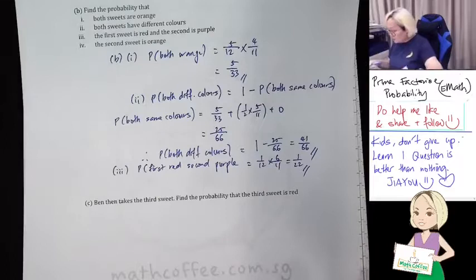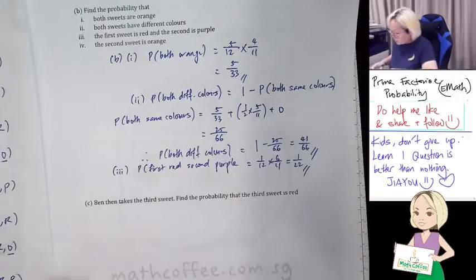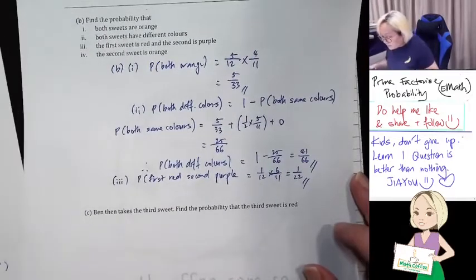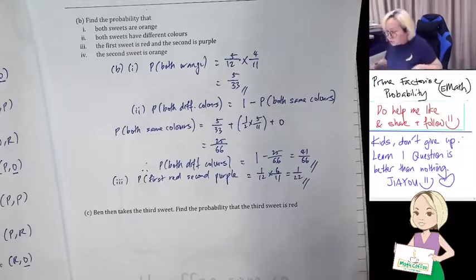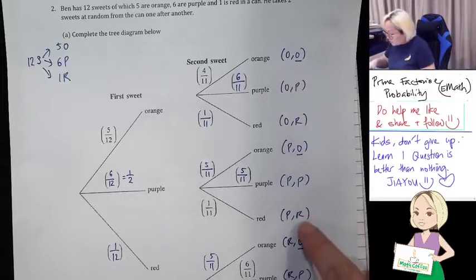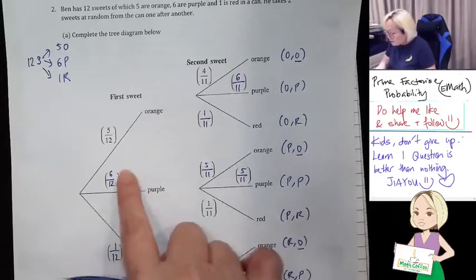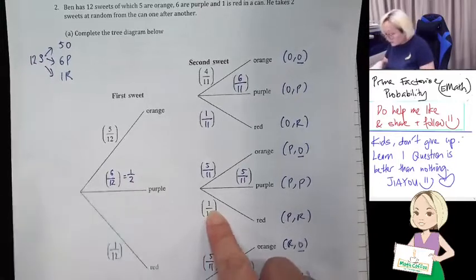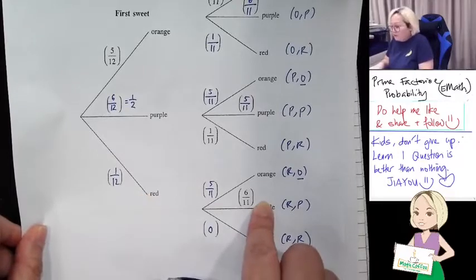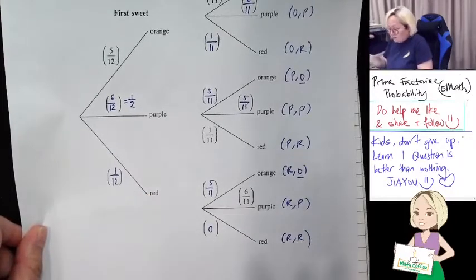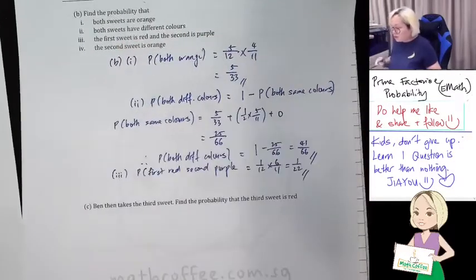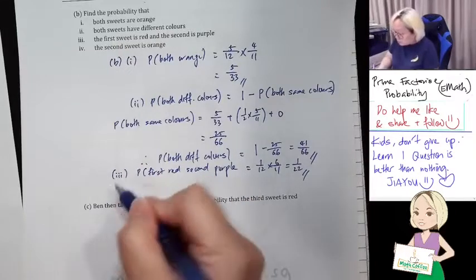So, okay, let me just continue here. If the question says red and purple, then there will be 2 solutions. If they say red and purple, it means that I will have to include this one. So that means it will be half times 1 over 11 plus 1 out of 12 times 6 out of 11. Understand? If they say 1 purple and 1 red. Now it's first red, second purple, so only 1 possibility.